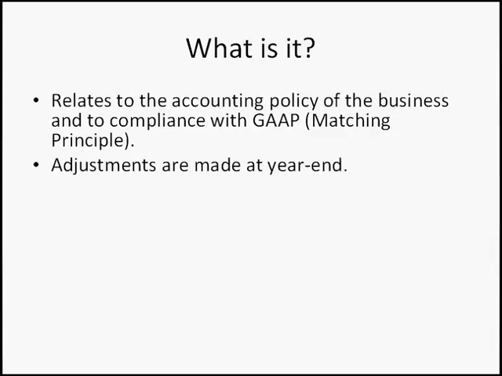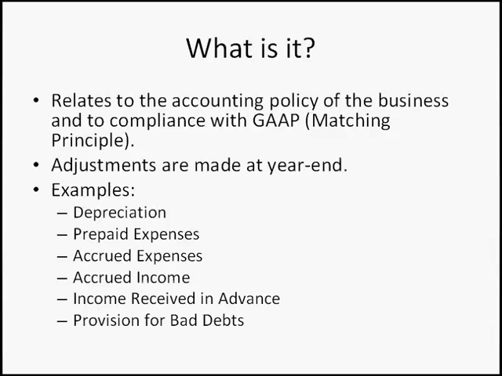So then adjustments are made at the financial year end of the business, and examples of adjustments would be for depreciation, for prepaid expenses, in other words, expenses that we've already paid but which were not due yet. An example of this would be rent that you pay up front before the month even starts. Another example of an adjustment that needs to be made is accrued expenses, in other words, expenses that you've incurred but that you haven't paid yet.